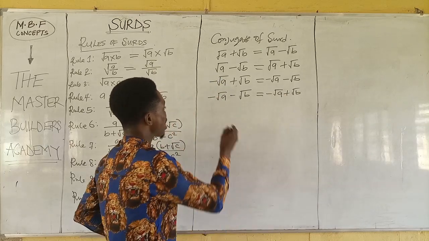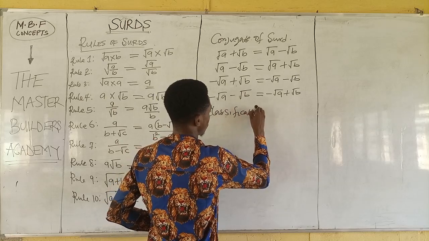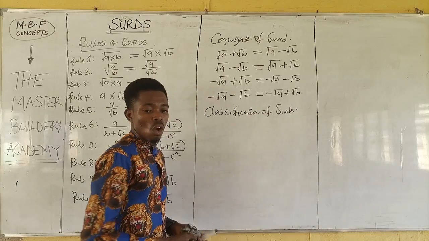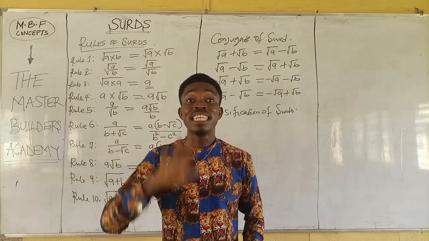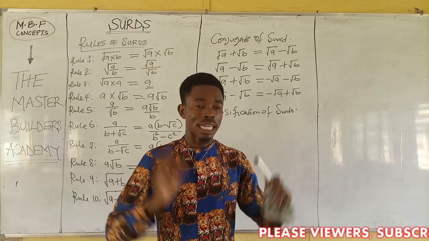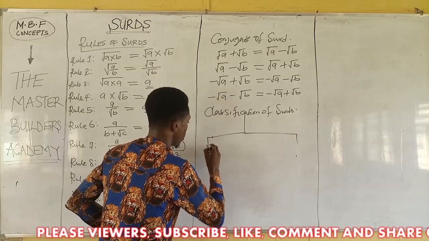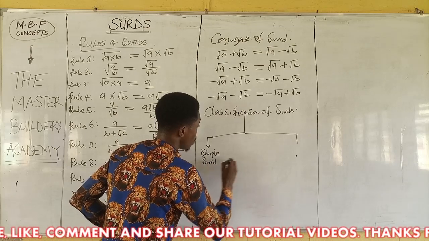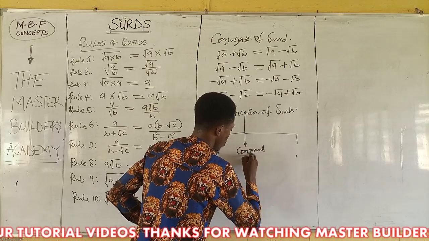Now, guys, we look at the classification of surds. What are the classifications of surds? Surds are classified into 3 categories. Number 1 category is the simple surds. The number 2 category is the compound surds.